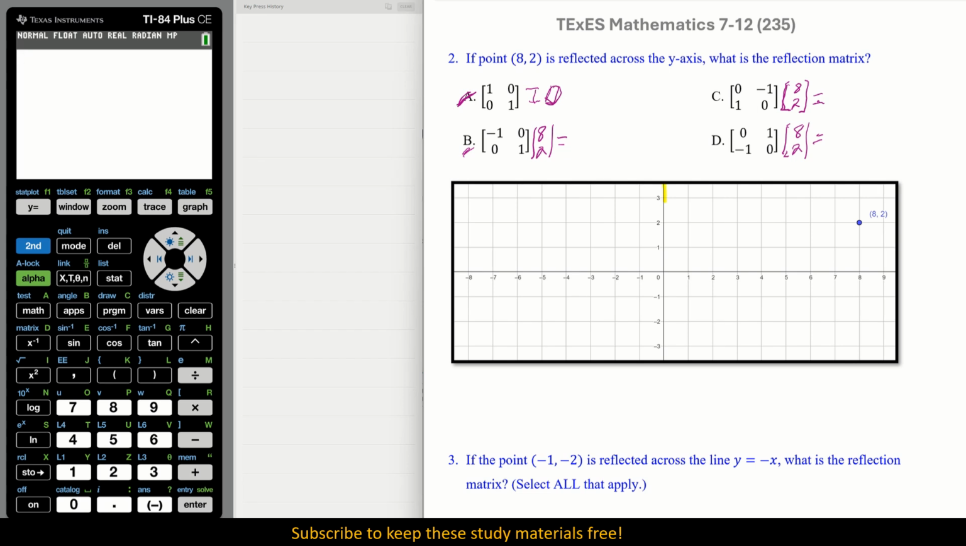We are reflecting over the y-axis. This means that our new point, our prime, would be (-8, 2). This will be our prime. So then the only change is this -8, which is our x value. Okay? So when we put these in the calculator, what actually changes? Or if you just sit and look at it.